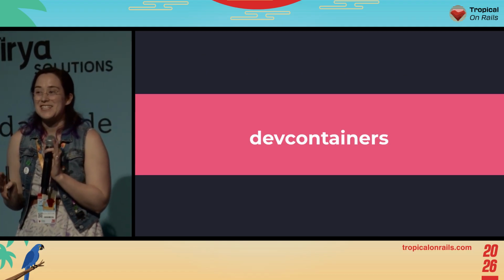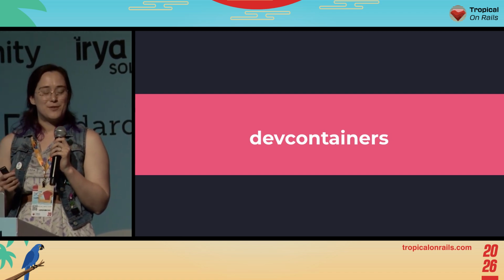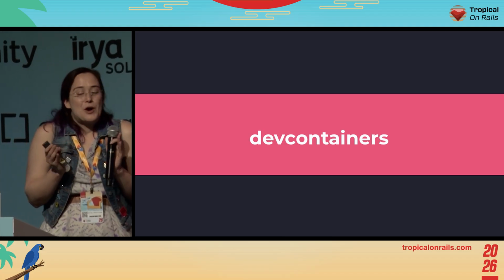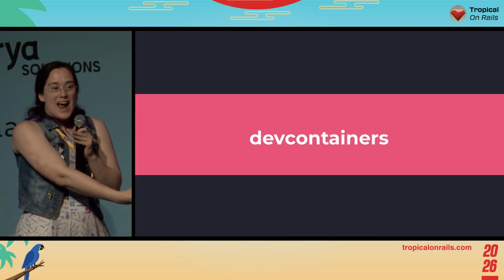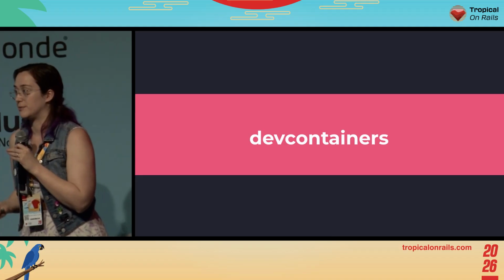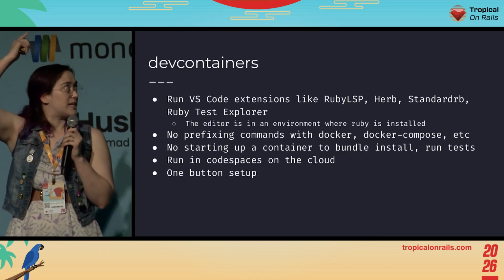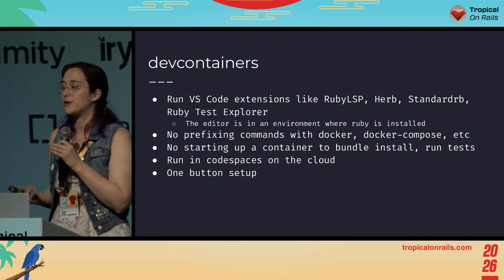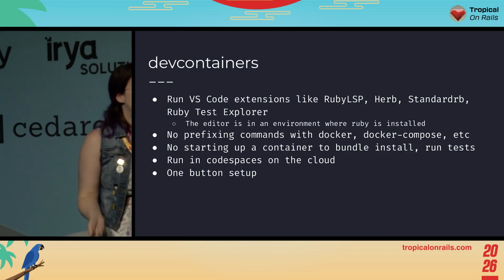Okay, dev containers are really cool and really interesting because they stemmed from a very simple idea, which is, what if we open the editor inside the container? And this enables so many things that aren't possible when you're using Docker and Docker Compose. So if you're using Docker and Docker Compose, you cannot run a lot of these VS Code extensions because your editor is in an environment where Ruby and these gems are not installed. Ruby and your gems are installed inside the container.